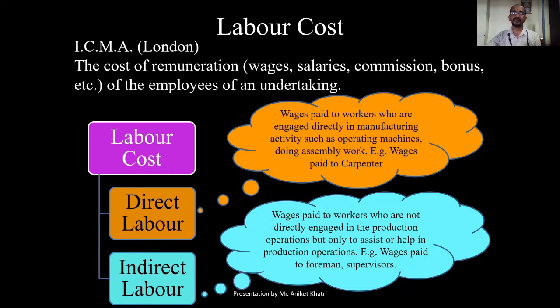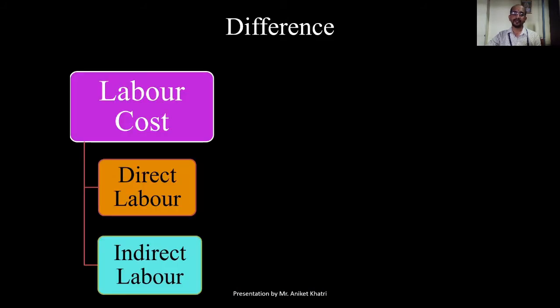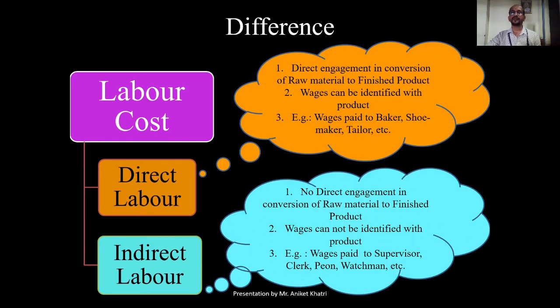Now let us see the difference. What is the difference between direct labor and indirect labor? First, there is a direct engagement in respect of conversion of raw material to the finished product in case of direct labor, whereas there is no direct engagement in conversion of raw material to finished product in case of indirect labor.